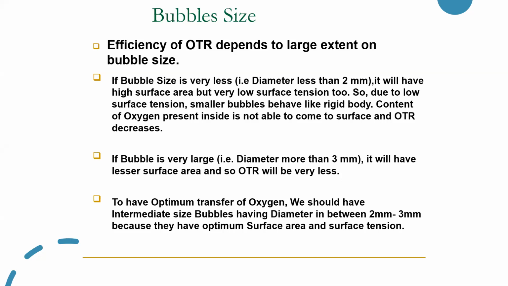So I hope you understood that bubble size plays a very important role. If it is a very small bubble, due to low surface tension, the oxygen transfer will be lesser, OTR will be lesser. And if it is a very large bubble, then due to lower surface area, again OTR will be lesser. So we need to have a medium sized bubble in the diameter range of 2 millimeter to 3 millimeter, so that both the surface area and surface tension are balanced and we have good OTR.